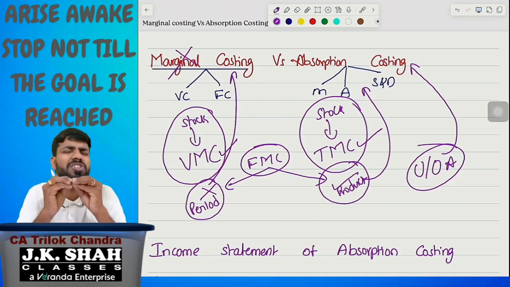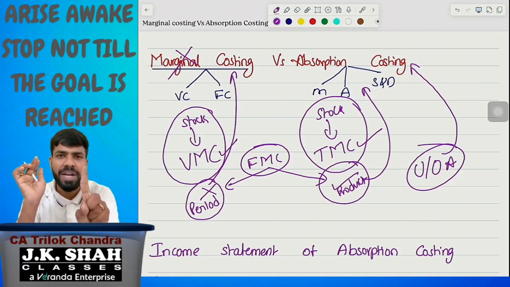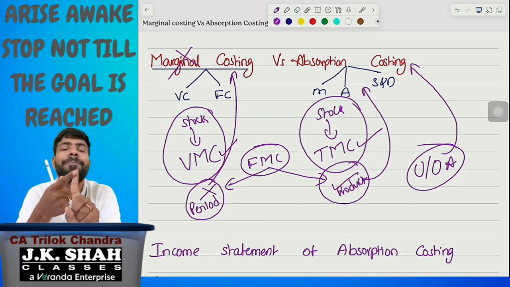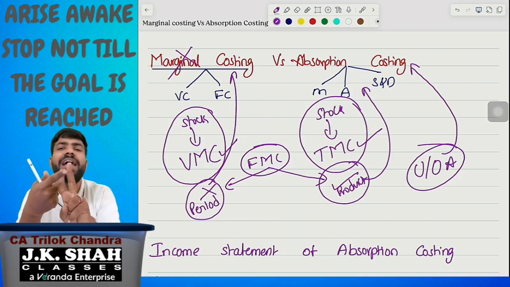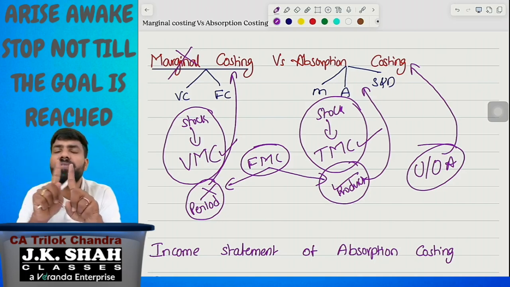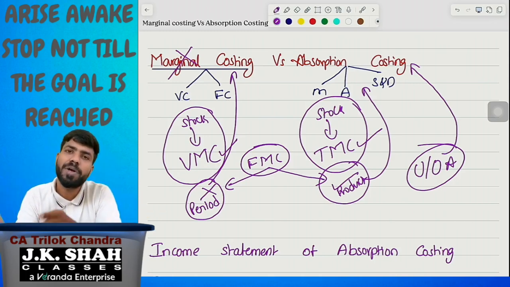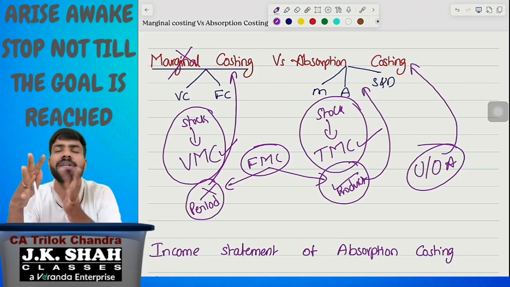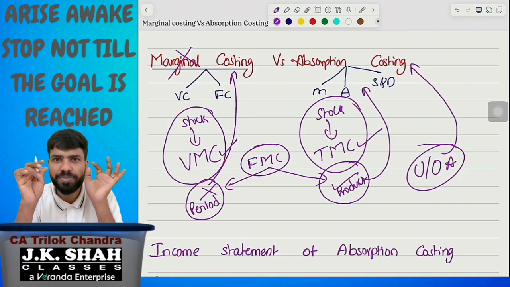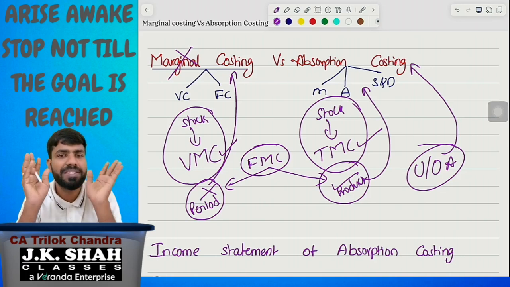I mean, everything is ditto same. Simple. Number one, treatment of fixed manufacturing overheads and under or over absorption. Fixed manufacturing overheads will not be considered for stock valuation in marginal costing. It will be considered for stock valuation in absorption costing. Under or over absorption concept will be there only in absorption costing. It will not be there in marginal costing. That's it. As simple as that.